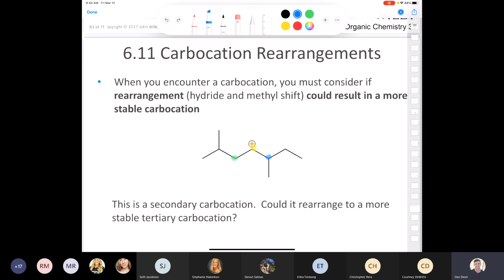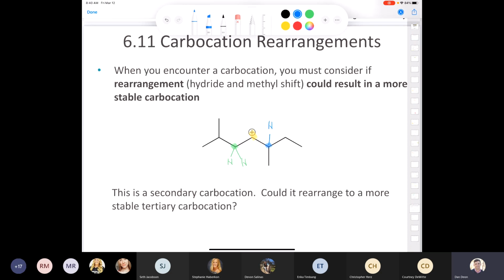Okay? So what's attached to the green carbon? It's got 2 hydrogens attached to it. And on the blue carbon, the only thing it's missing there is a hydrogen, like that. Could anybody tell me, would a rearrangement occur here? Yes or no? Yeah, the answer is yes. A carbocation rearrangement will occur.